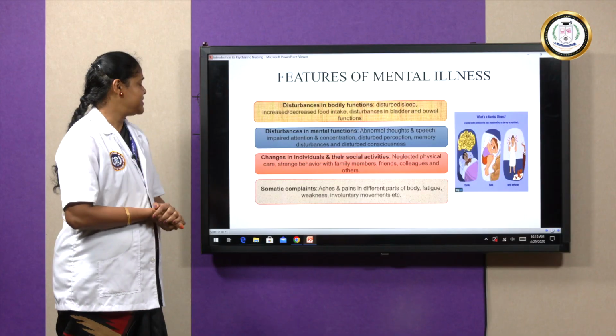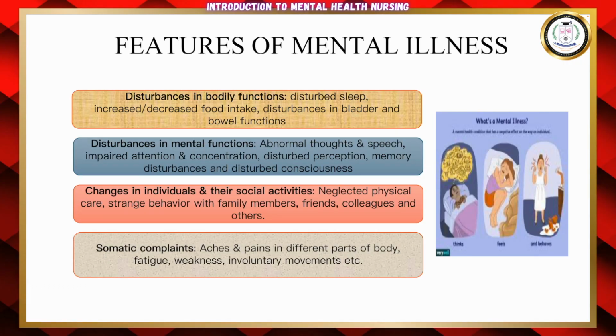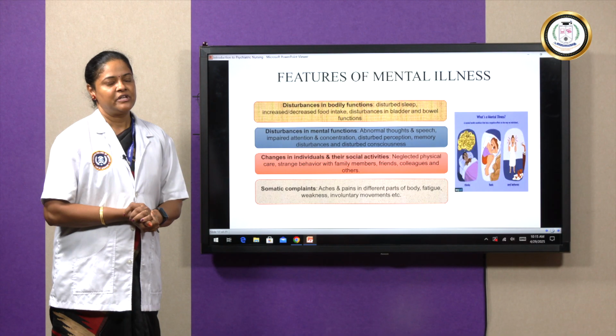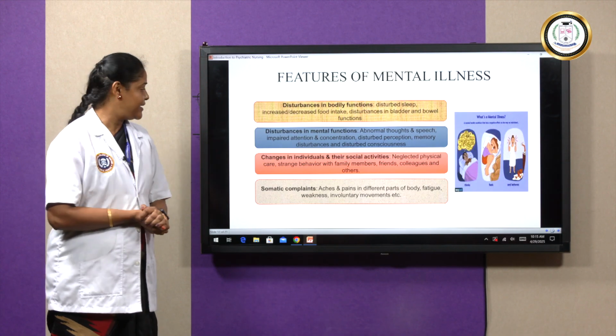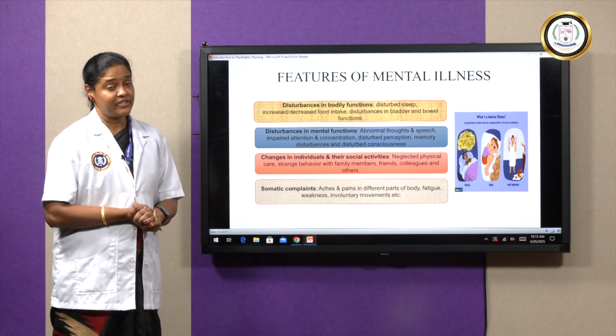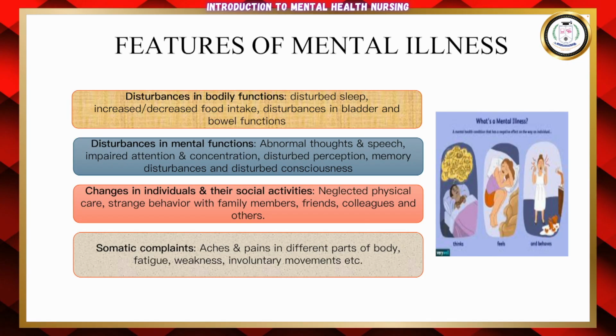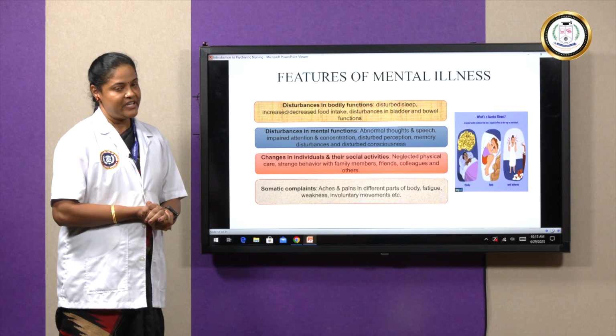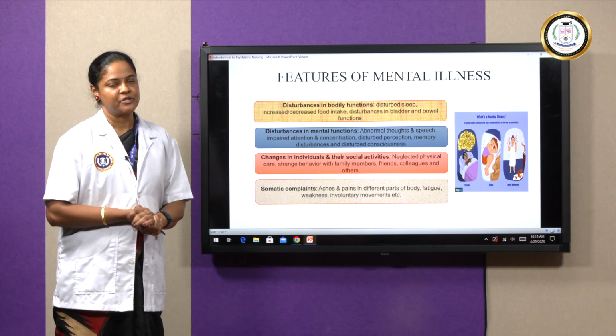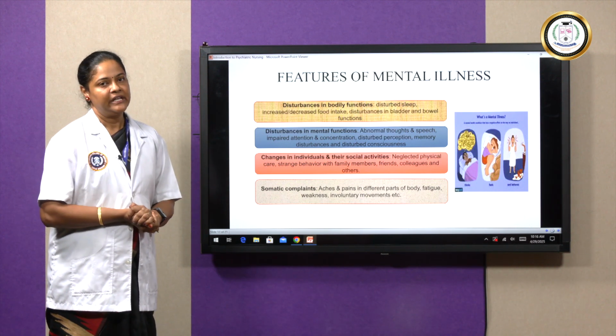The third feature is changes in the individual and their social activities. They are not able to focus on one goal, so they will neglect their self-care and show strange behavior with family members, friends, colleagues, and others. The last one is somatic complaints. The mentally ill person has the following complaints: aches and pains in different parts of the body, fatigue, weakness, and involuntary movements. So these are the features of mental illness.